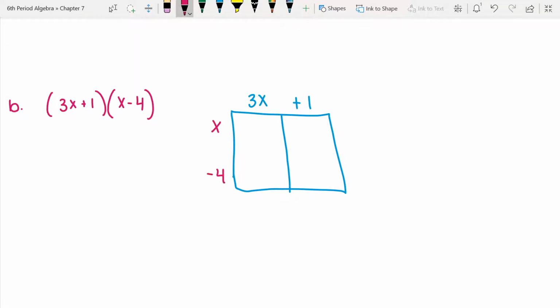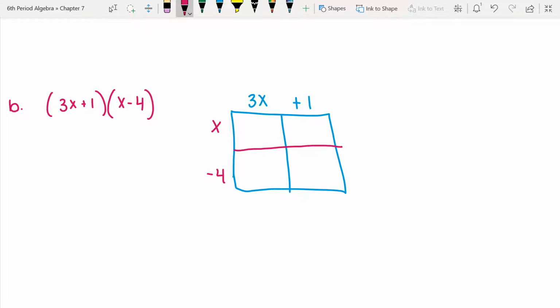I get asked a lot, how do I know which one goes on the top, which one goes on the side? It does not matter. Literally does not matter. Why? Well, multiplying is commutative, meaning I can multiply things in whatever order I feel like, and I get the same answer. So that's why it does not matter where I put them. I just have a tendency to do this. Let's see, x minus 4, there's 2 terms, so lengthwise, or from left to right, I'm going to split my box again, technically in half. Now I have 4 boxes, that's 4 mini multiplication problems.